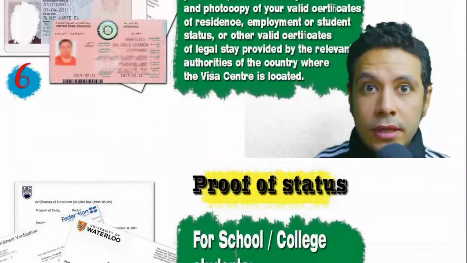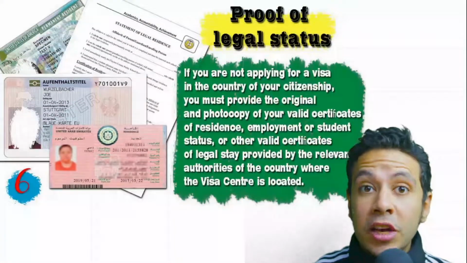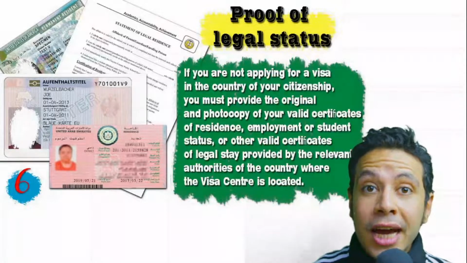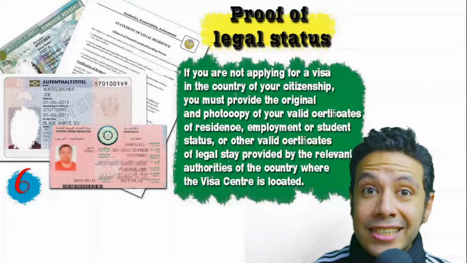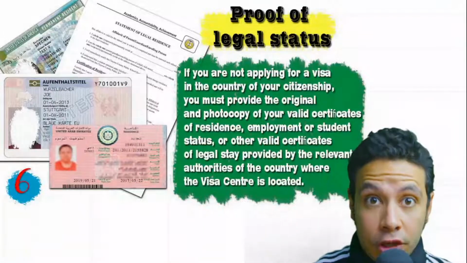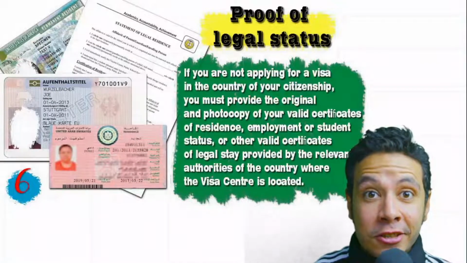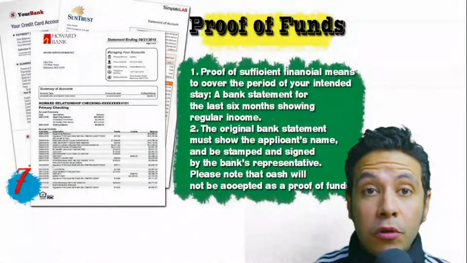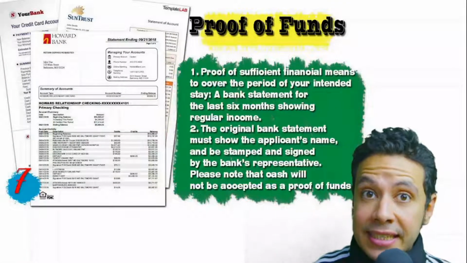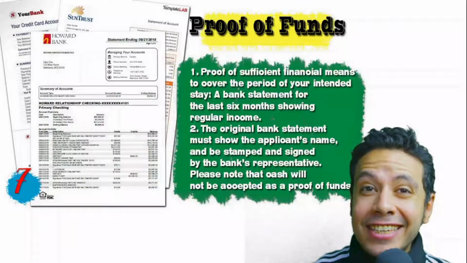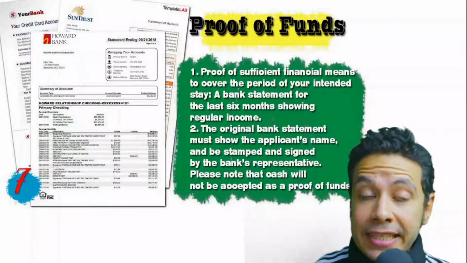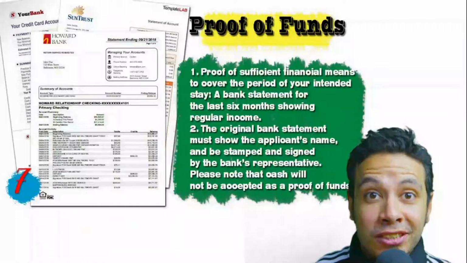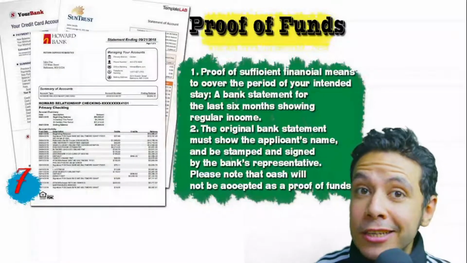In some certain cases, you might be applying from a country different than your own country. At that moment, you will need to provide a proof of legal status, which is a certificate of legal residence in this country. And in some cases, a valid residence visa for this country can also be accepted. You will also need to provide a proof of sufficient funds, which is a bank statement stating your balance for at least 6 months. The original bank statement must show your name and should be signed and stamped by the bank representatives. And remember that cash will not be accepted as a proof of funds.